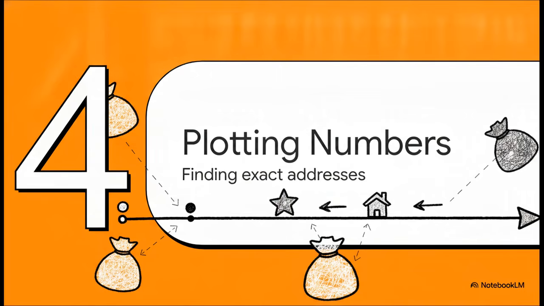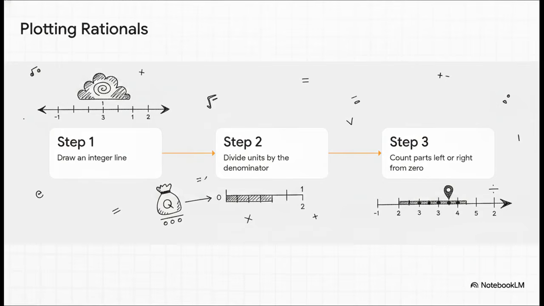Moving right along to section 4, plotting on number lines. Let's take these numbers out of the bags and put them into physical space. If you want to plot a rational number, let's say 5/3, you just follow 3 simple steps. Step 1, draw your standard integer line. Easy enough. Step 2, look at your denominator.